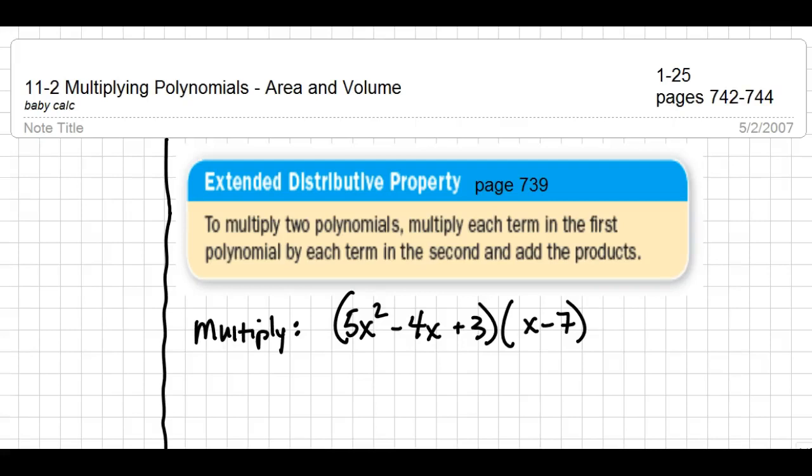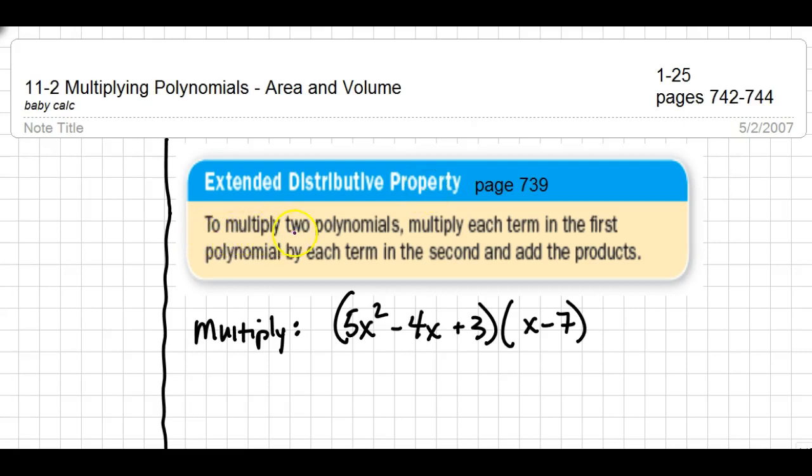This lesson is for Advanced Algebra, Lesson 11.2 on Multiplying Polynomials. We're going to be using the extended distributive property to do area and volume problems. Students learned the distributive property back in Algebra 1, and hopefully they remember what to do there. For the extended distributive property, it's very simple.